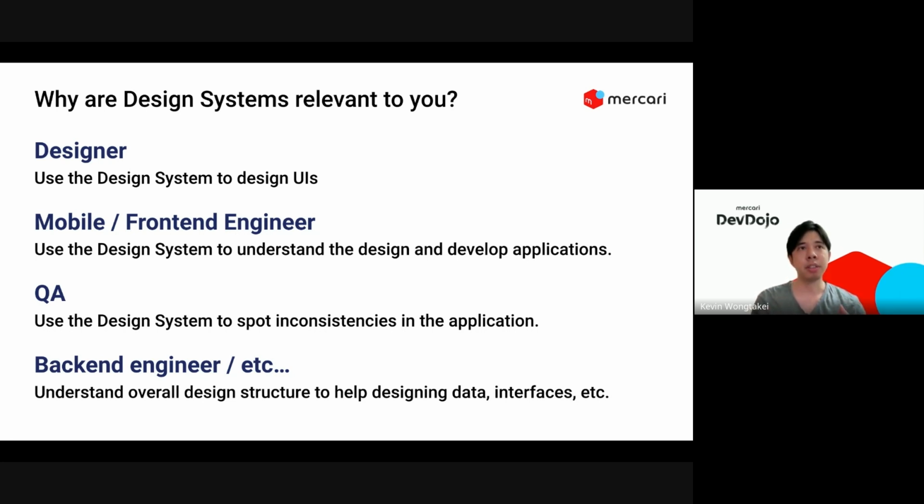And for other roles, such as, for example, backend engineers or ML engineers, it's also useful to understand the overall design structure, because when we design things like data interfaces or API interfaces, sometimes we need to interact with things such as styles or colors. And understanding how the design system works also helps us design this kind of information.